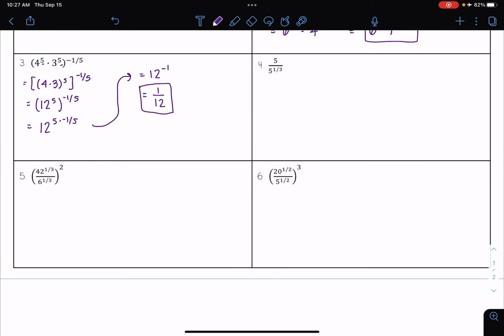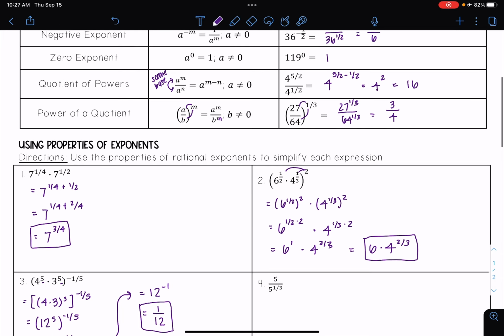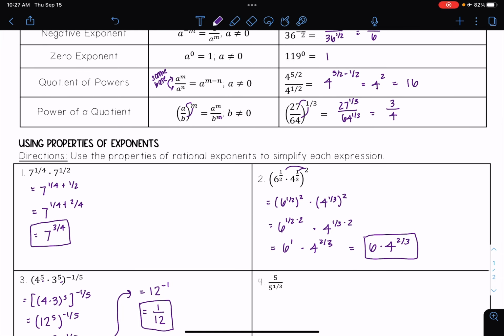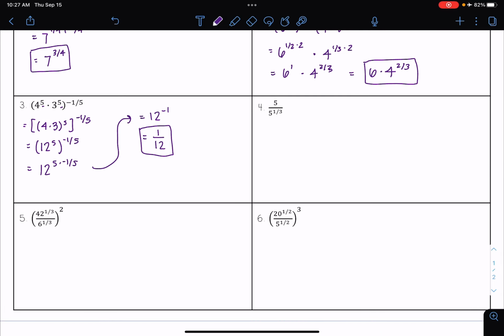For this video, we're going to be looking at some division problems. So number 4, I have 5 divided by 5 to the 1/3. I know from quotient of powers, if I have the same base, I can just subtract my exponents. However, my top one doesn't have an exponent, so what do I do there? Well, when there's not an exponent explicitly written, there's really an invisible 1.